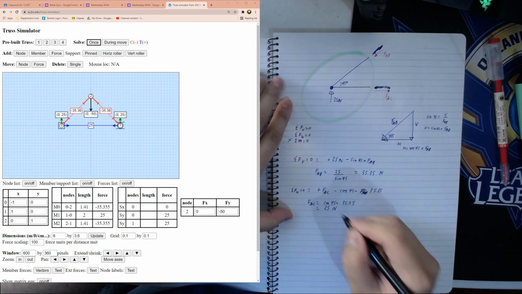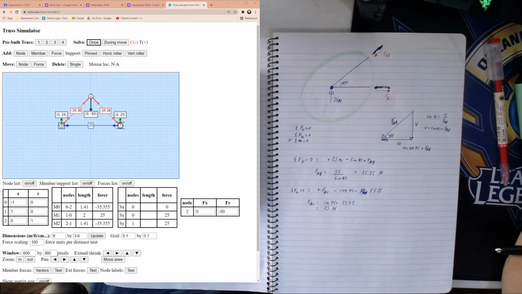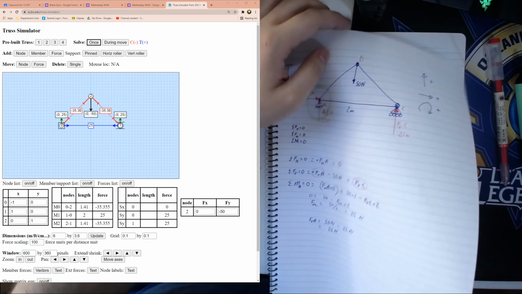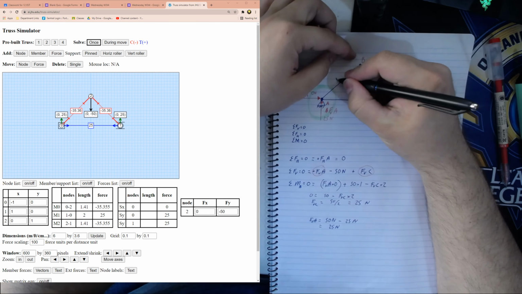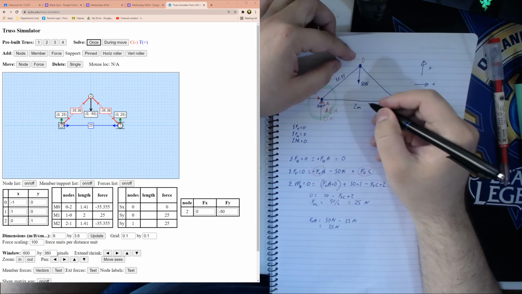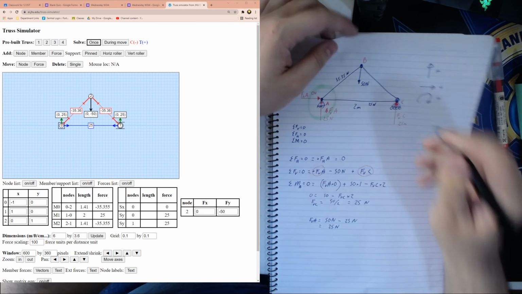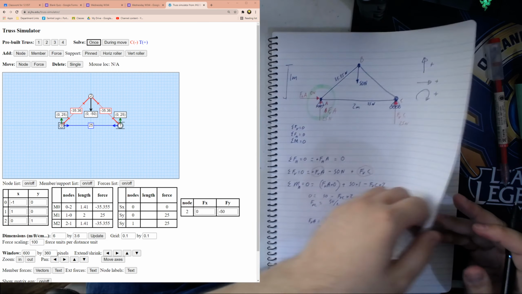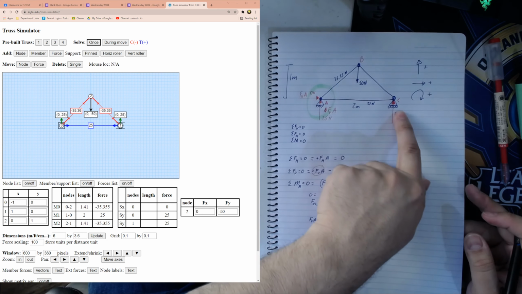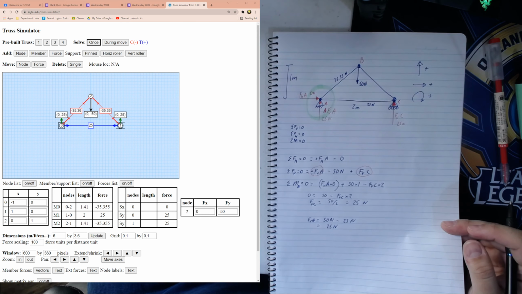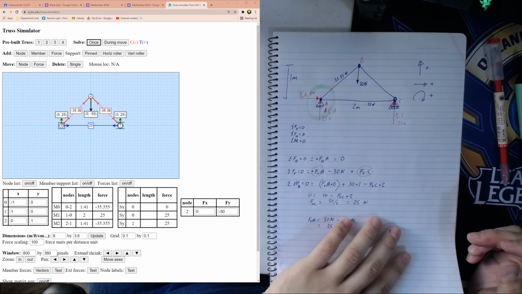Which is the answer we have in our simulation. So what we've done here is we've already found two of our members. If we go back to our drawing, we can write those down: this over here is going to be 35.35 newtons, and this one's going to be 25 newtons. And then we can follow that step. We can do it on the other side. We're lucky in this particular scenario that this is symmetric, so we don't have to solve it from both sides.